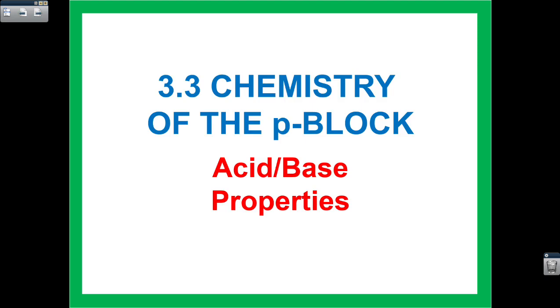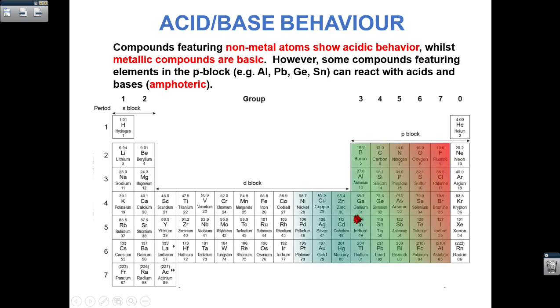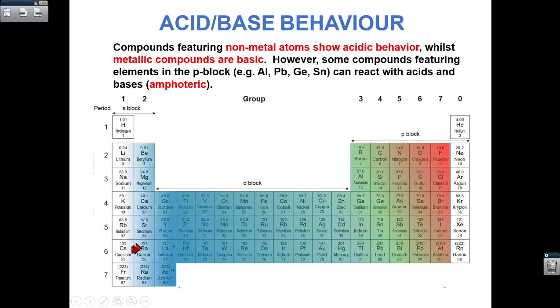In this video in our Chemistry of the P-Block series, we're going to be discussing the acid-base properties of the compounds in this part of the periodic table. So if we take a look at the periodic table here, up here in the top right-hand corner, these elements tend to form compounds which tend to be somewhat acidic in their nature. And as we sweep from right to left of the periodic table, we tend to find a pattern where the compounds tend to become more basic or alkaline in their nature.